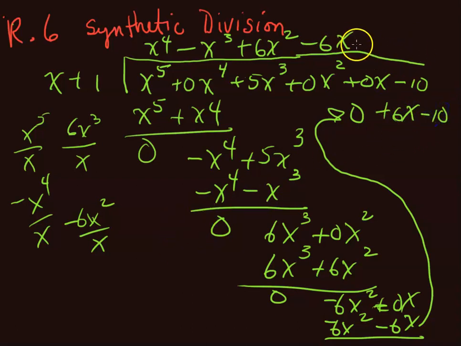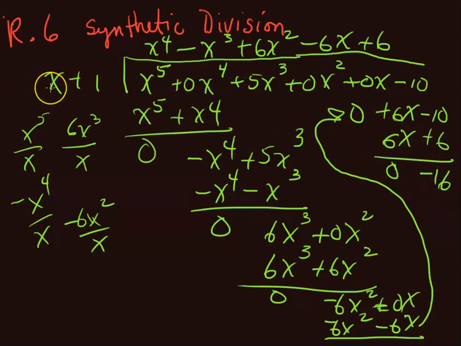6x divided by x is a positive 6. 6 times x is 6x. 6 times 1 is positive 6. Subtract, you get 0 and a negative 16. Now we've gotten the degree less. So this is now a negative 16, I should say plus, over x plus 1.